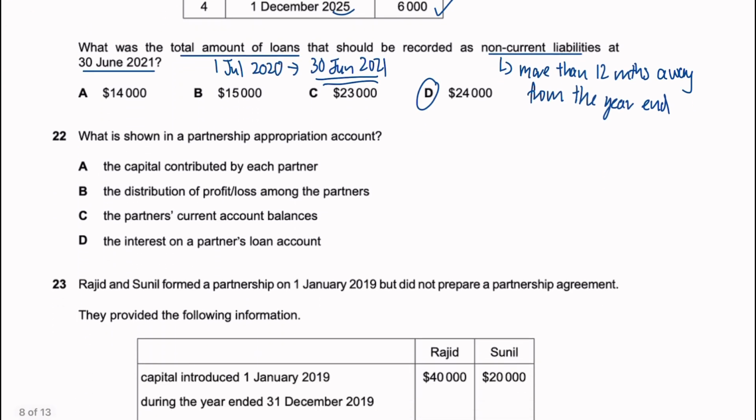Question 22. What is shown in the partnership appropriation account? This is the distribution of profit or loss. So B is the answer. I'll say this is quite straightforward, so it's something that you need to know and memorize.